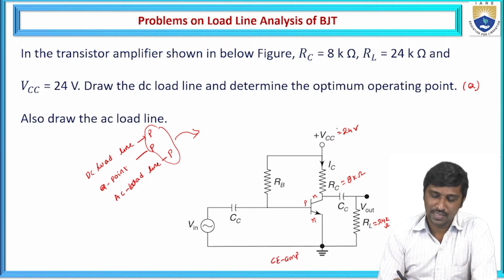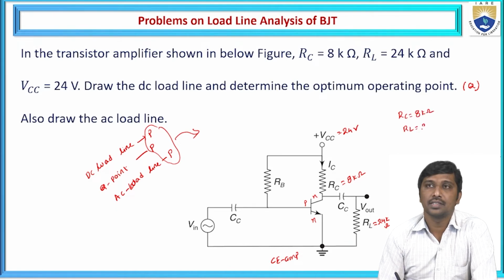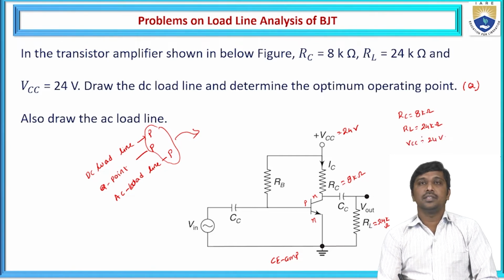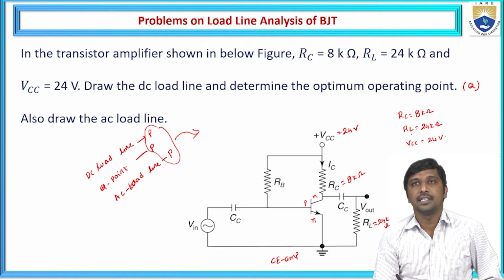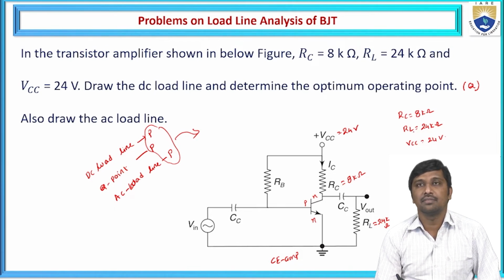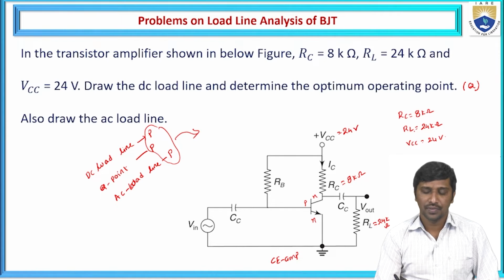So based on the given specifications, what are the given specifications? They have given that the collector resistance is 8 kilo ohms, the load resistance is 24 kilo ohms, and VCC is 24 volts. By using these three specifications, first I'm going to calculate the DC load line, and from that we need to define the optimum operating point, the Q point. Then we need to find out the AC load line analysis concept.